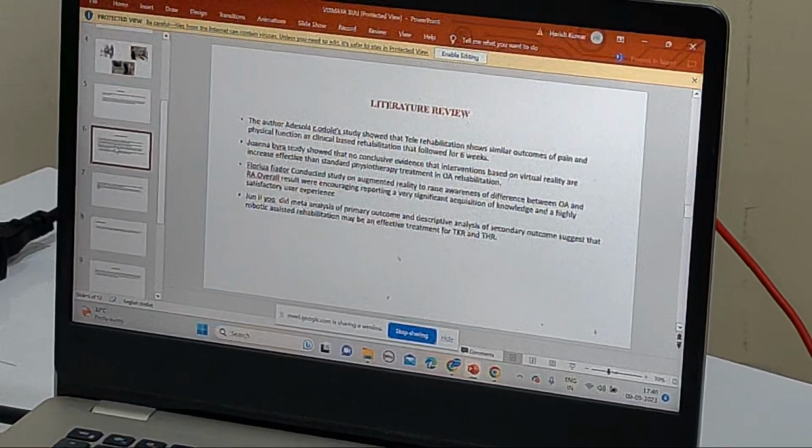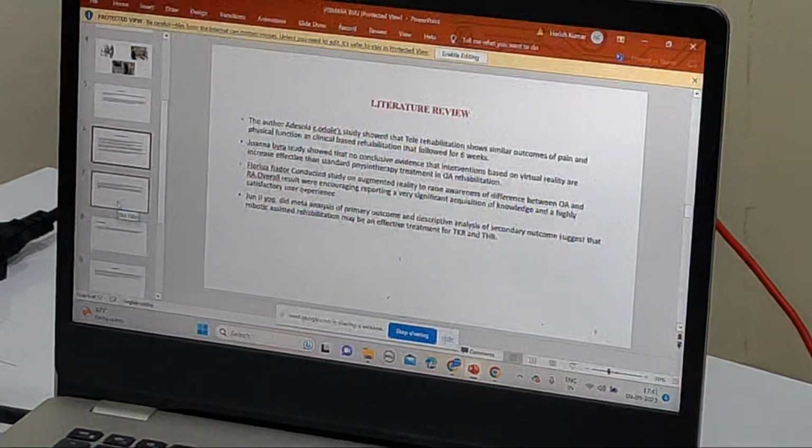Then we are going with the literature review. Here I did a literature review of 6 articles for these 6 technologies that we are seeing here. The author Adelsola's study showed that tele-rehabilitation shows similar outcomes of pain and physical function as clinical-based rehabilitation that was followed for 6 weeks. This study was about tele-rehabilitation, and he is telling that it's the same as clinical rehabilitation.